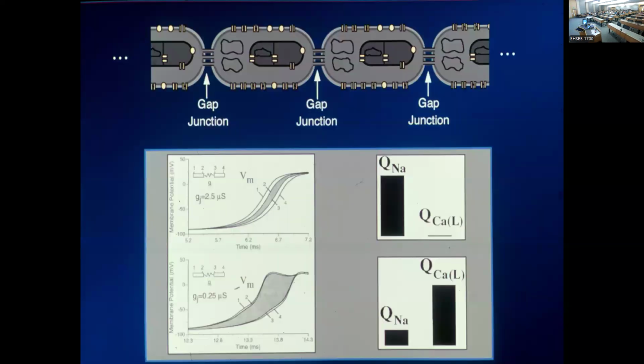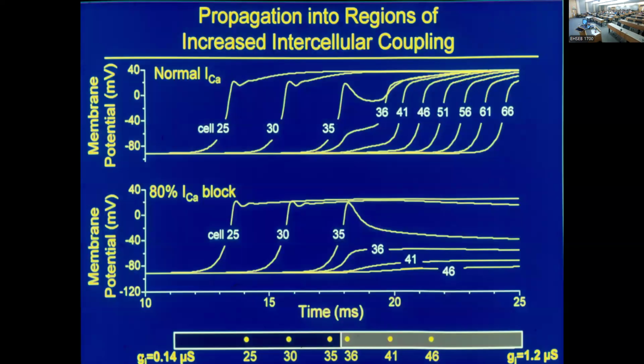And it could even be reversed. Here you see a situation where the sodium charge is smaller than the L-type calcium charge for conditions of highly reduced gap junction coupling. If that's true, then in a region where you have long delays from cell to cell, if you block calcium current, conduction should stop, should block. If it depends on calcium current, if you block the calcium current, then it should block conduction where you have long delays. So here is such a simulation that Robin did.